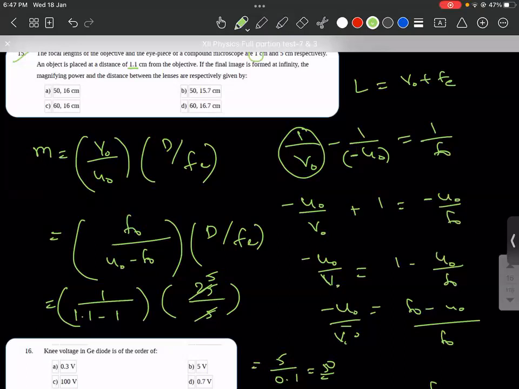Answer. What is the value of V naught? You would have solved it, no? When you substitute the values here and calculate V naught. What is wrong with you guys? It should come out as 11 plus Fe is 5. So answer should be 50, 16.